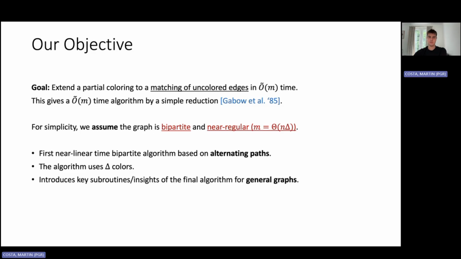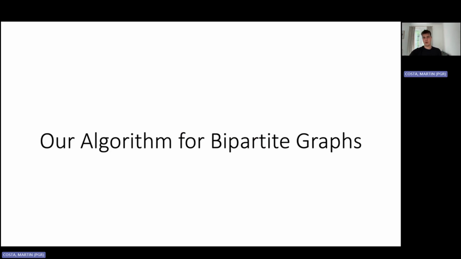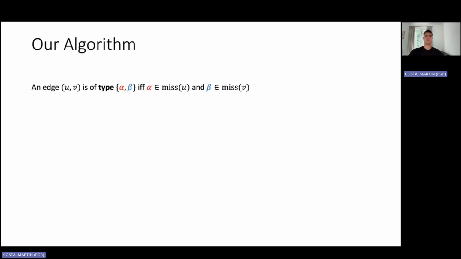And this will introduce all of the key subroutines and insights that our final algorithm for general graphs will use. And it is straightforward to remove this assumption of near regularity. This is just to simplify a couple of expressions that I'm going to show. Okay, so how does our algorithm for bipartite graphs work?